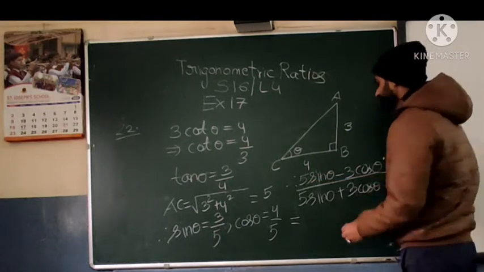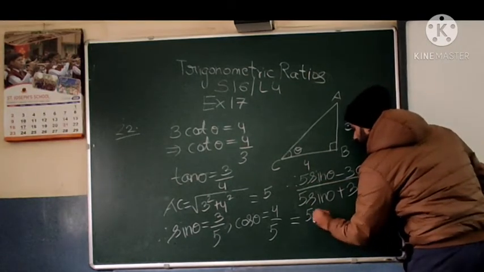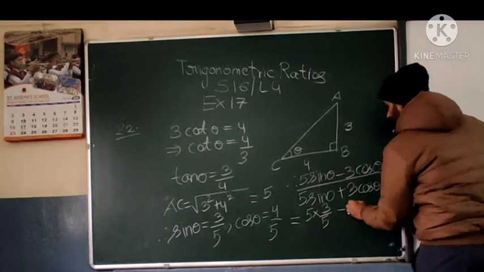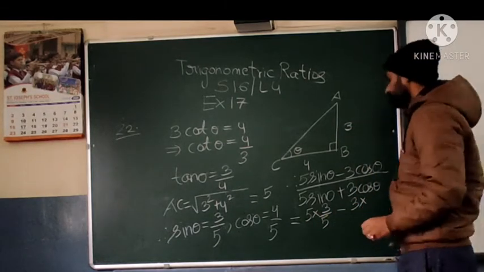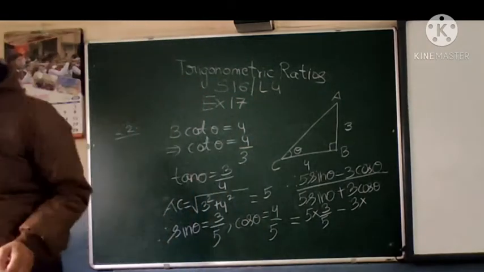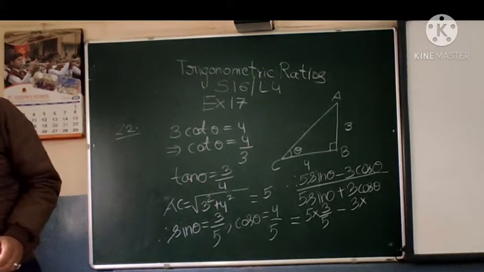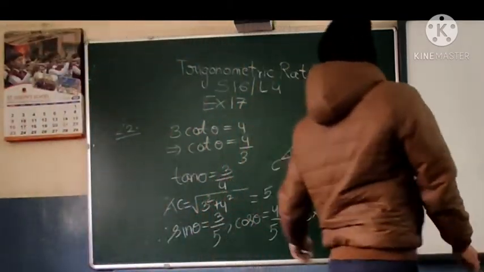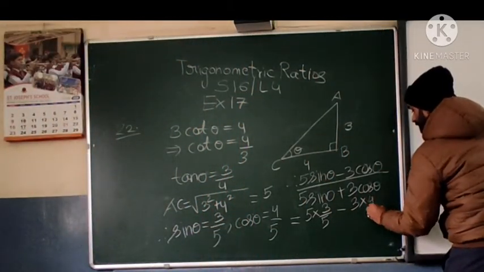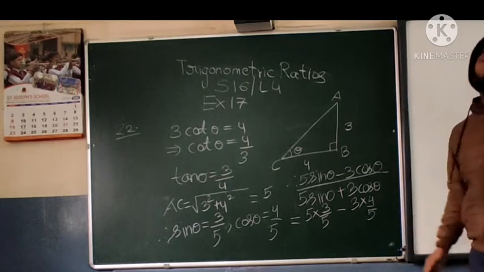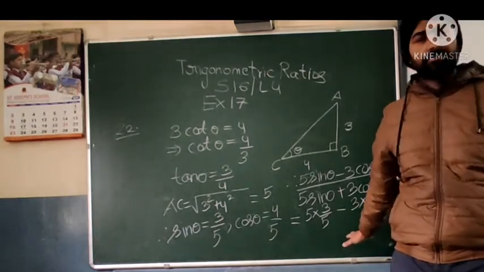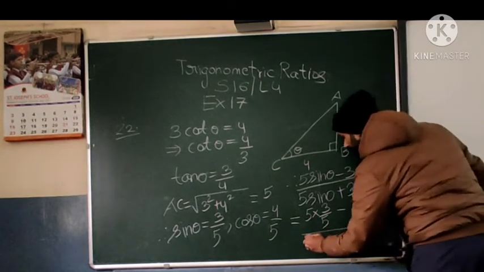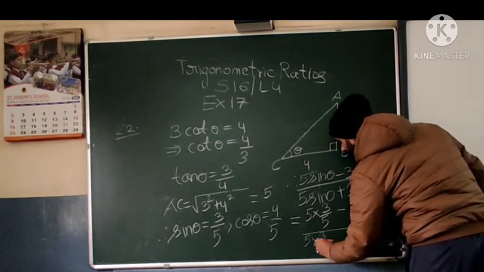So 5 into sin theta is 5 into 3 by 5 minus 3 into cos theta. Value of cos theta is how much? 4 by 5. Now, don't you feel here that these all will form like fractions? Yes, they will be. Upon 5 into 3 by 5.